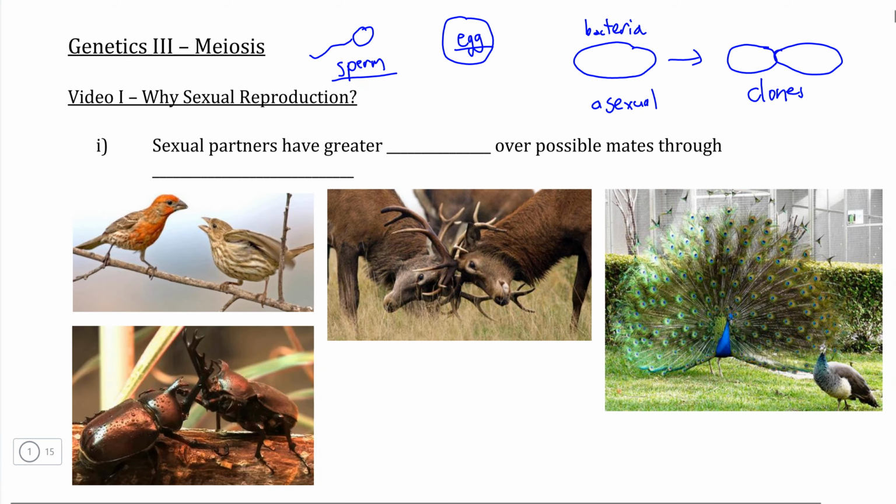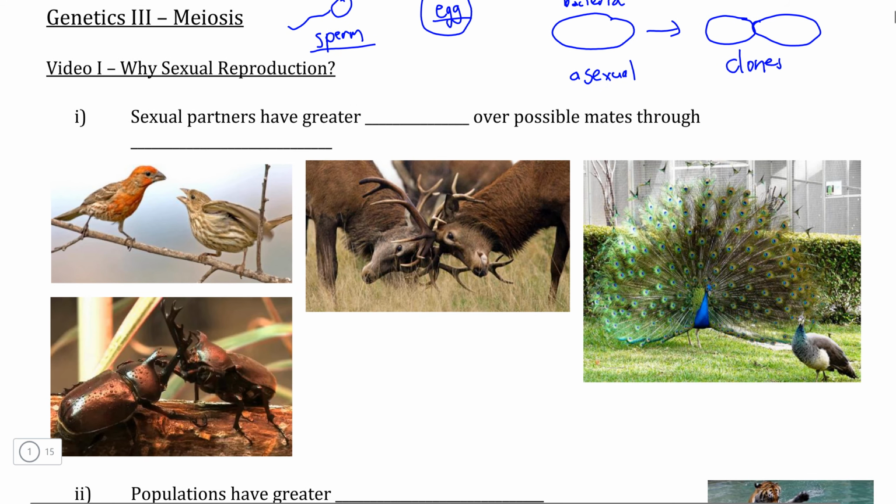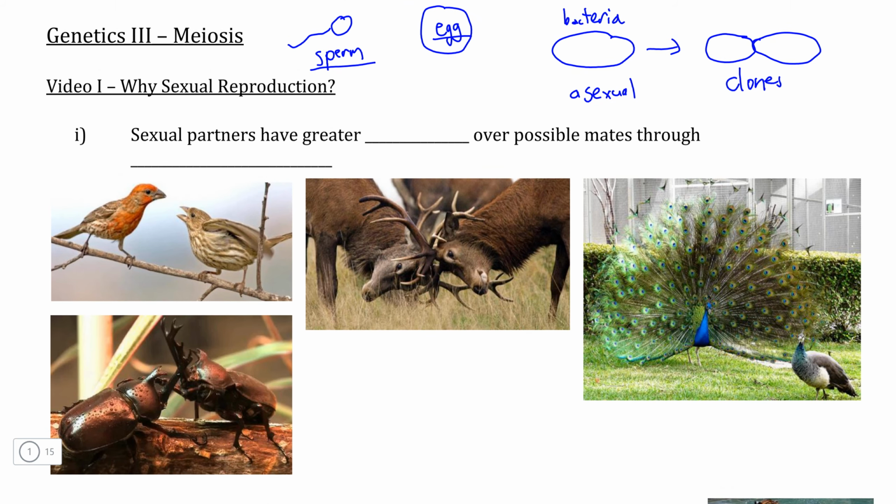But in sexual reproduction, because sexual reproduction requires the DNA from a father and a mother, this is not the case. So in this video, we're going to look at the advantages sexual reproduction has over asexual reproduction, starting with the idea that sexual partners have a greater degree of choice over possible mates, and this concept is what we call sexual selection, which is the ability of both male and female partners within the sexual partnership to actually pick and choose. Obviously, bacteria can't do this because bacteria reproduce without sexual partners. It's only a single cell that divides in order to produce other cells.